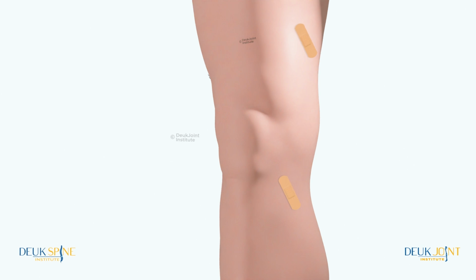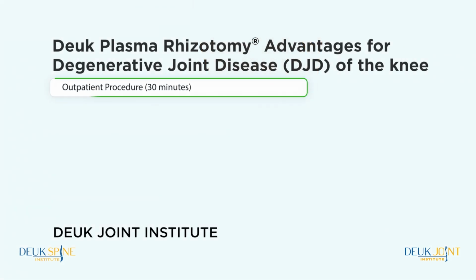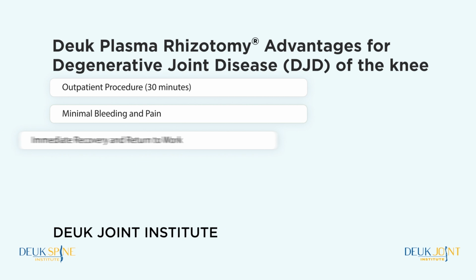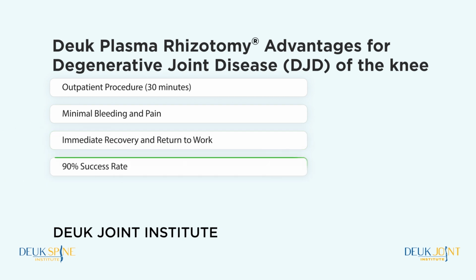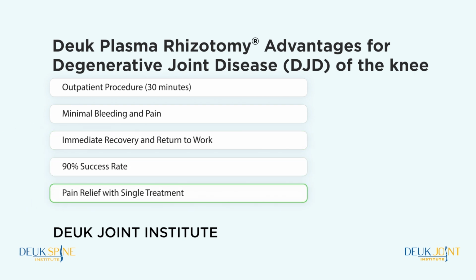The advantages of the Deuk plasma rhizotomy for degenerative joint disease of the knee is that it's an outpatient procedure that will take only 30 minutes with minimal bleeding and pain, followed by an immediate recovery and return to work the next day. Delivers with a 90% success rate, resulting in pain relief with a single treatment.